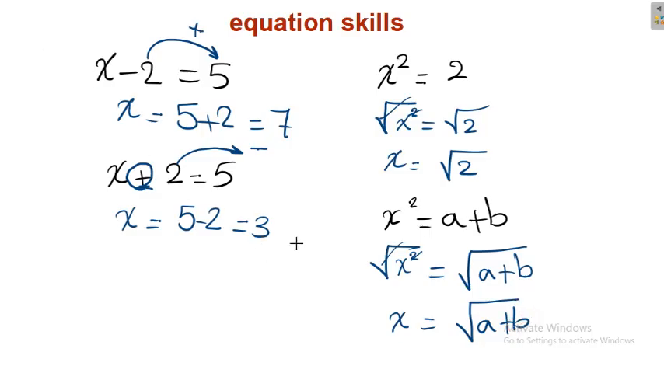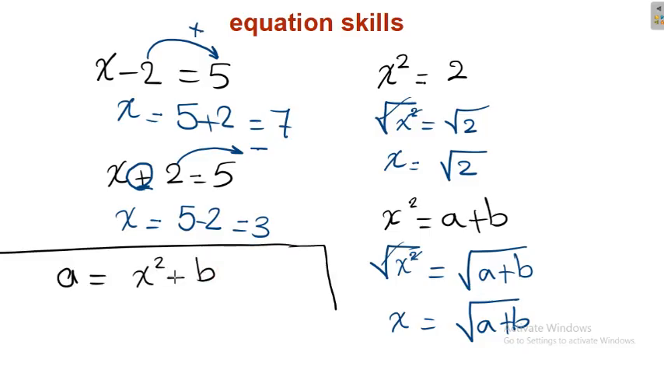The last one, and it's the most important one. x squared plus b squared equal a squared. We want to solve for x. How can we solve for x? Solve for x means get 1x with power 1.